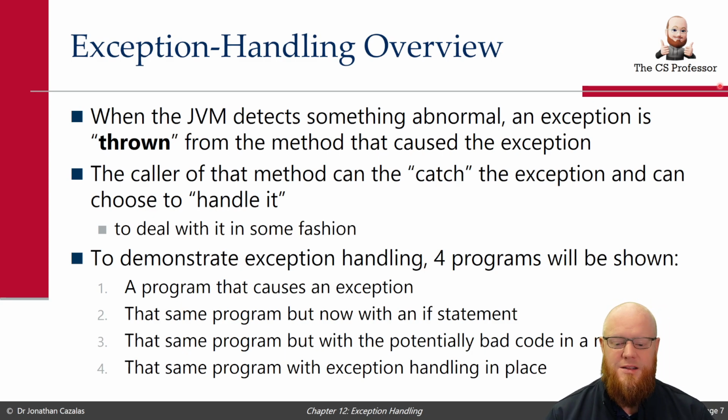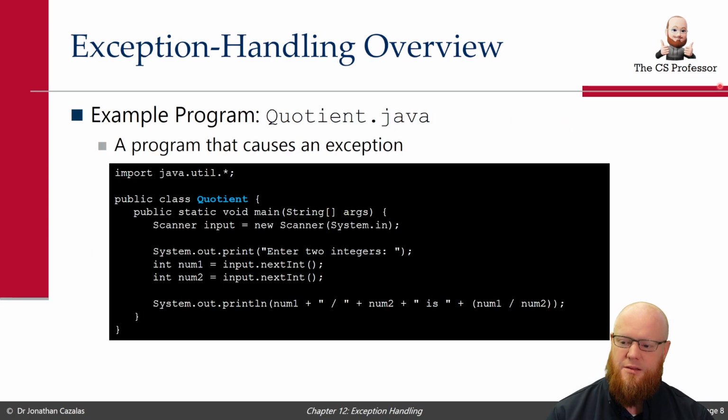So to demonstrate exception handling, we're going to show 4 quick programs. The first program is a very basic one that will absolutely cause an exception. In fact, it could cause multiple exceptions, but we're going to focus on the exception of dividing by 0. I'm then going to show you that exact same program, but where we're avoiding the exception by using an if statement. Then I'm going to show that same program where I'm going to put that potentially bad code inside a method. We're going to offload it into a method. And then finally, that same program with exception handling in place.